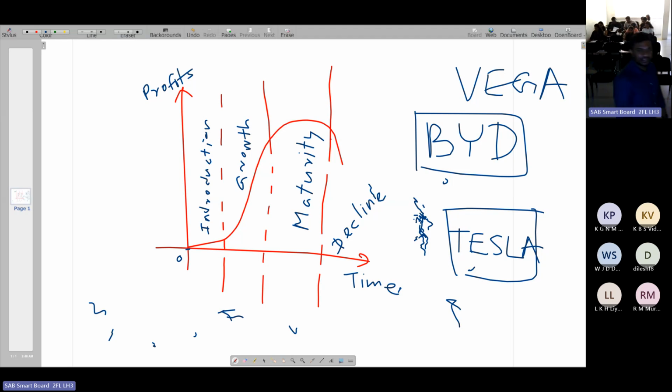Now with that we are moving towards the negative side of international trade. We are criticizing international trade. Same as the benefits.